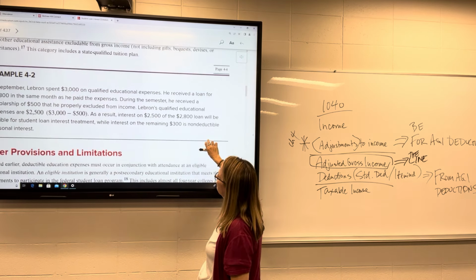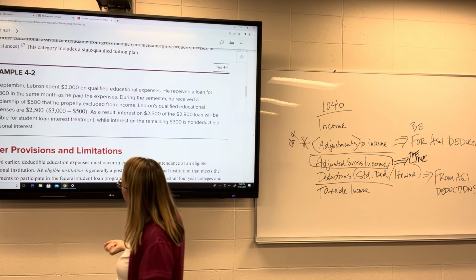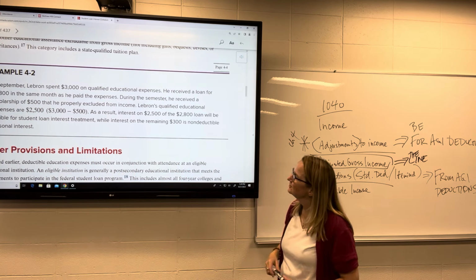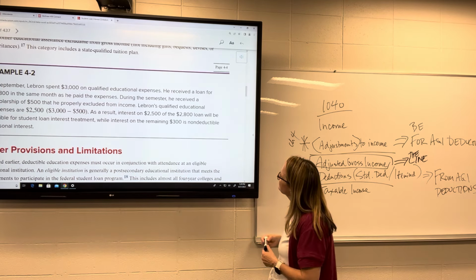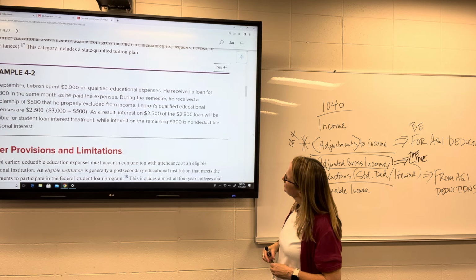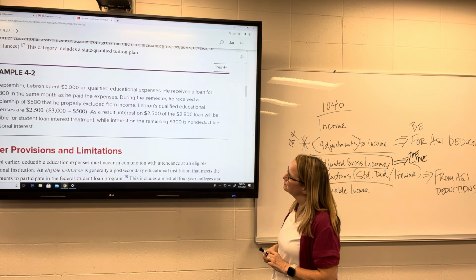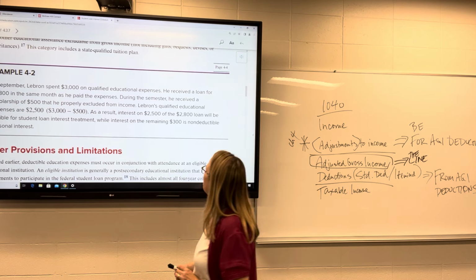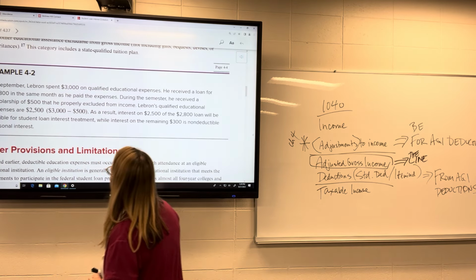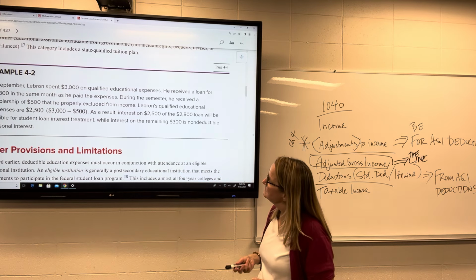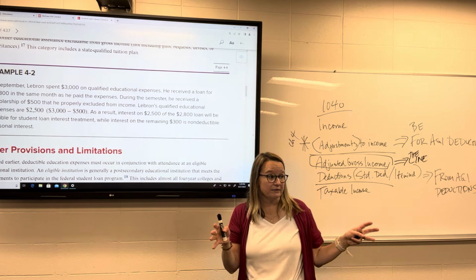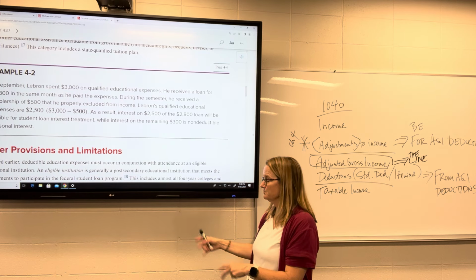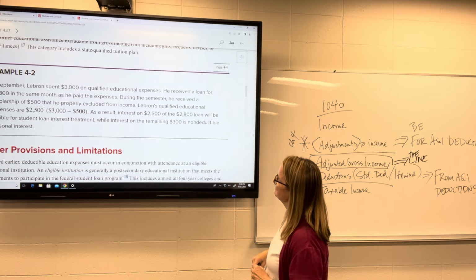So let's look at an example here. LeBron spent $3,000 on qualified educational expenses. I should love the names that they use. He received a loan for $2,800. I doubt that this is LeBron James. He probably wouldn't need a loan. He received a loan for $2,800 in the same month as he paid the expenses. Okay, so he's met the time requirements there. So he got the loan and paid the expenses within the required time period.